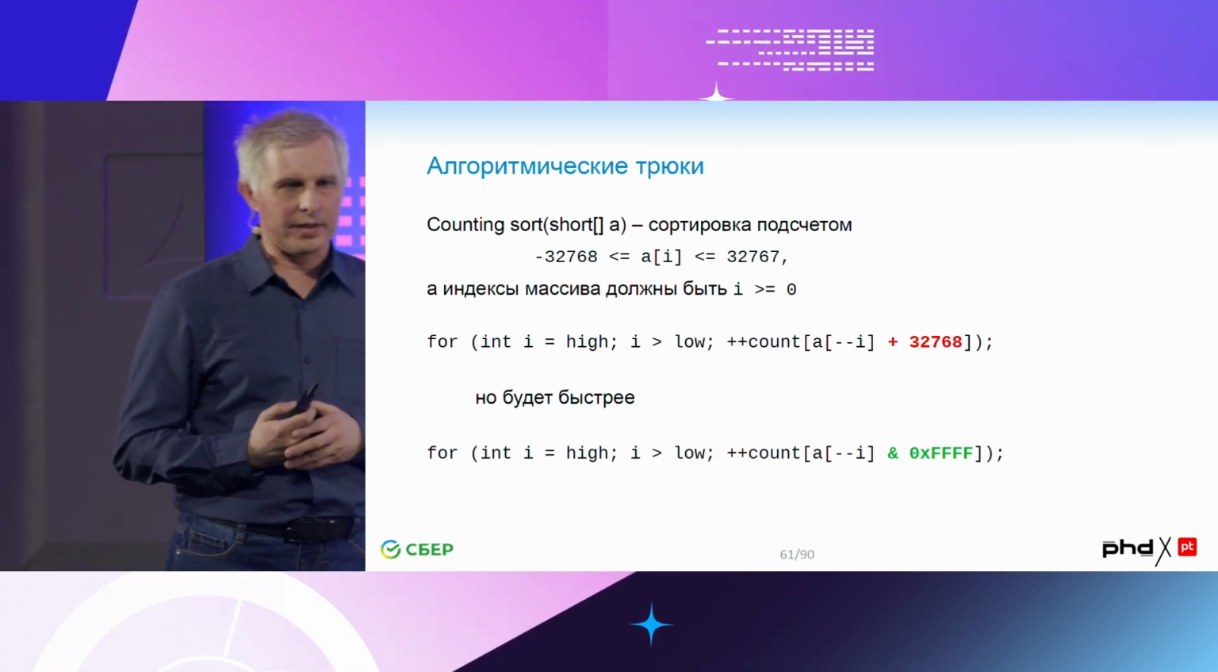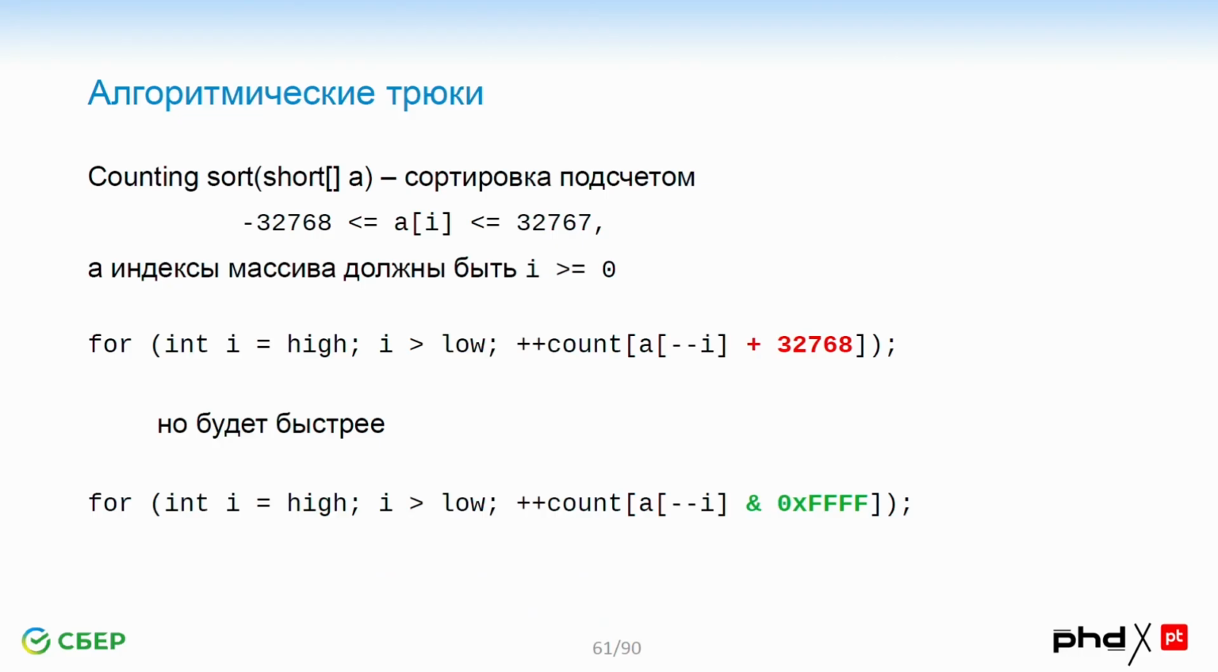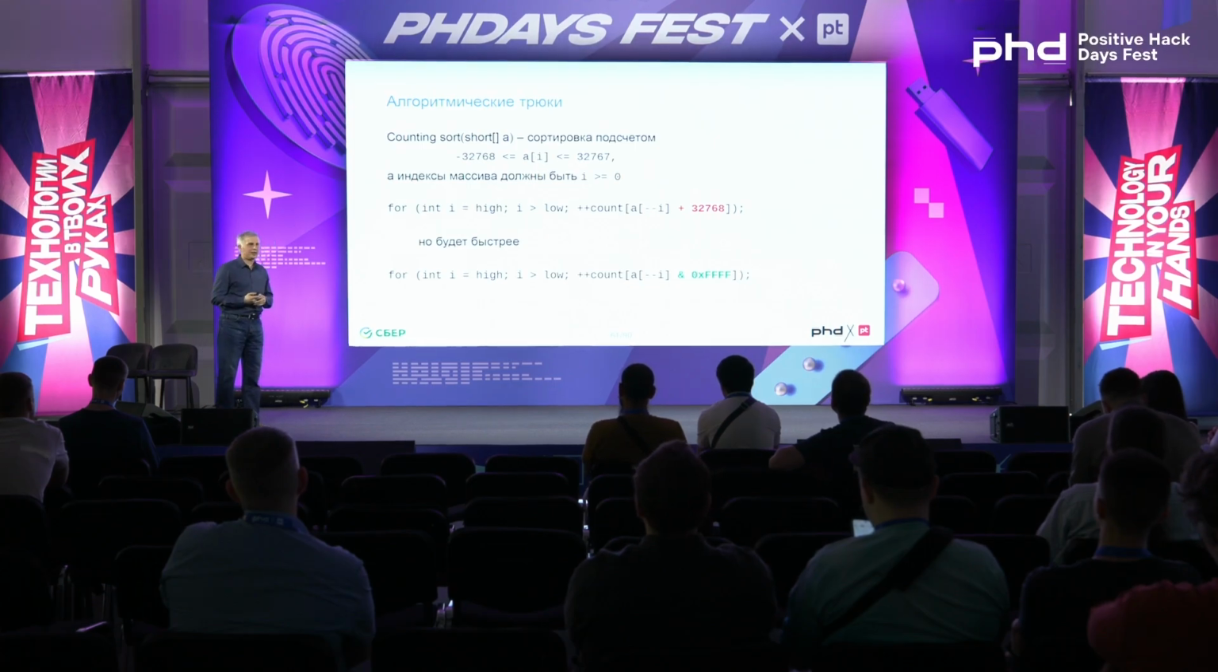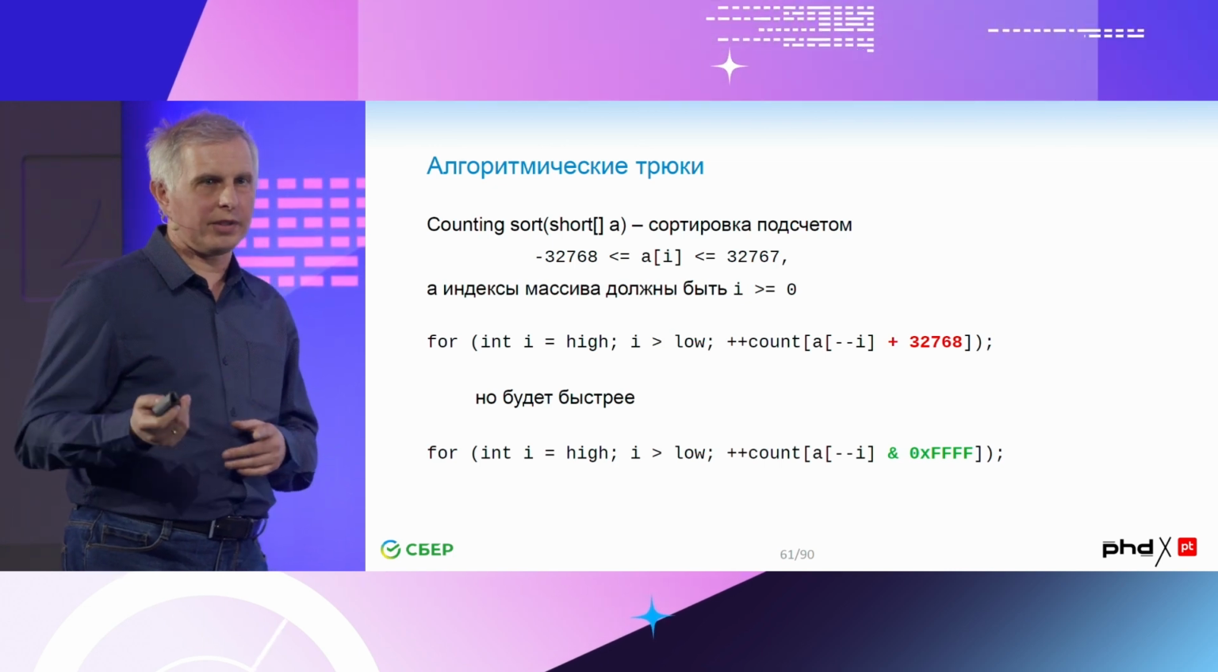next, let's look at the internal realization of counting sort. Using an array, we can calculate the number. And if we sort short numbers, they could be negative and our index is positive. Then we move it by 32,000. And then we get an array from 0 to... And we can make it faster.